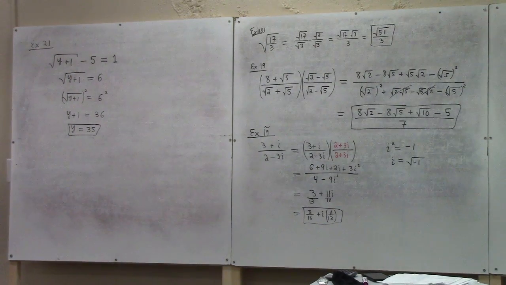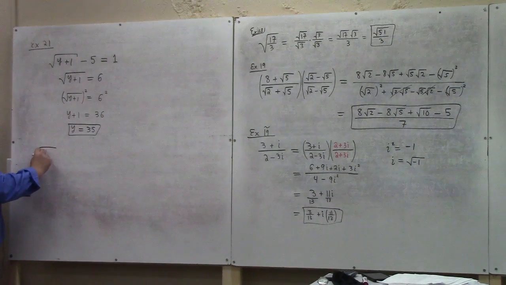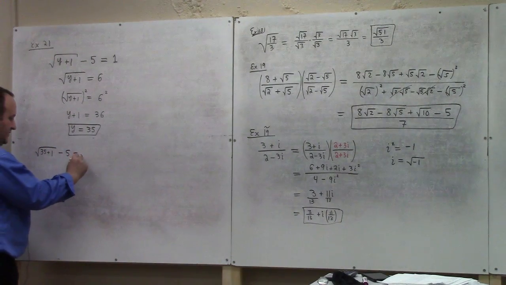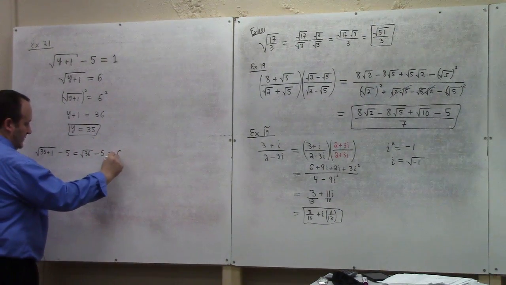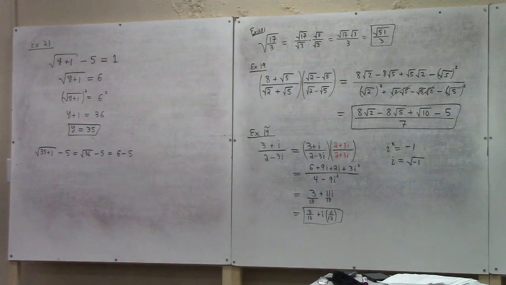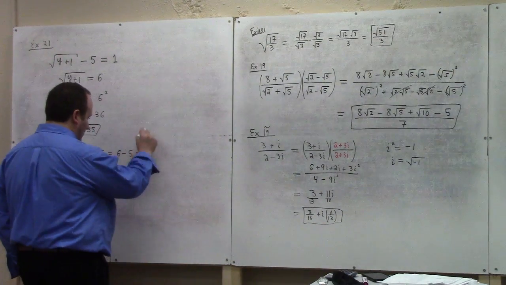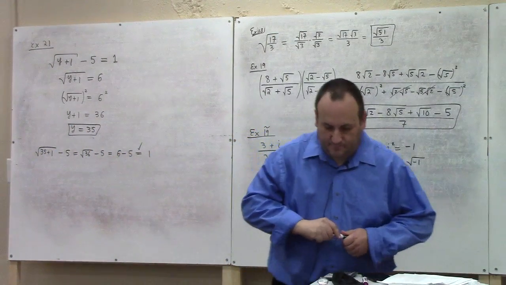And we should check our answer, right? Does it work? Let's try it out. The square root of 35 plus 1 minus 5 is the square root of 36 minus 5, which is what? 6 minus 5, right? Square root of 36 is 6. 6 minus 5 is 1, right? So, good news. We got it correct.